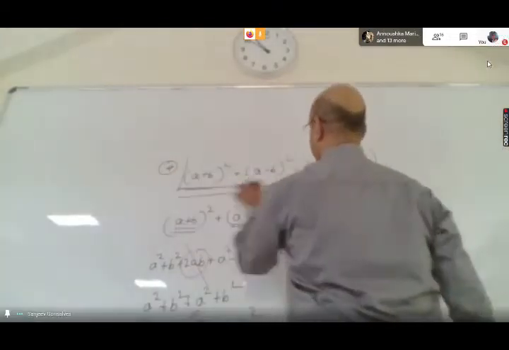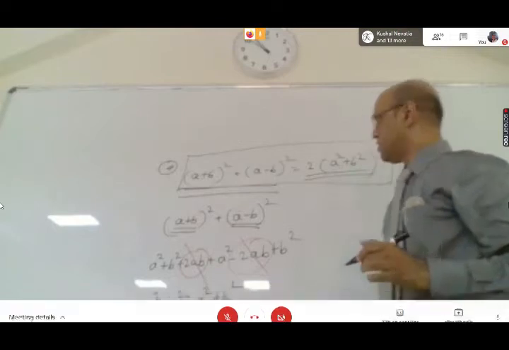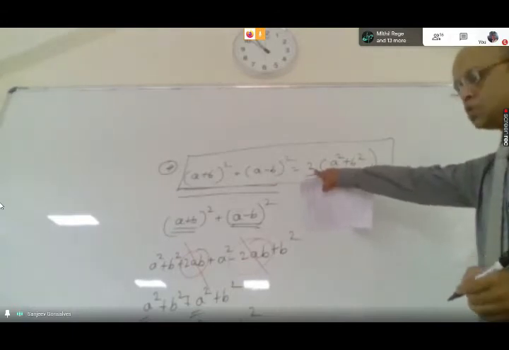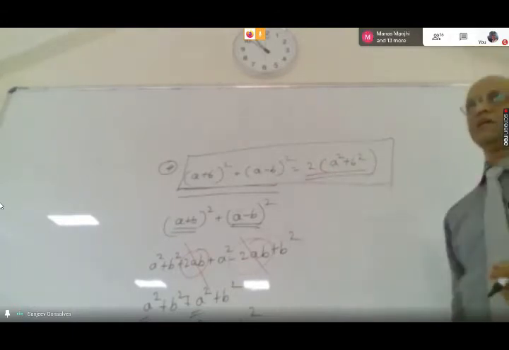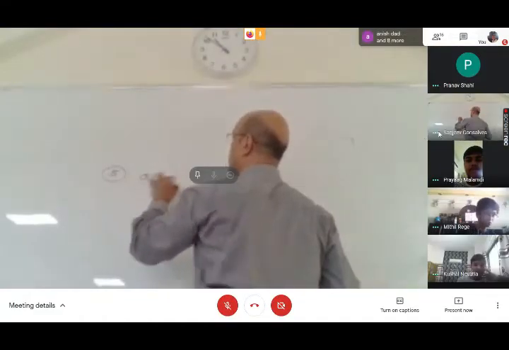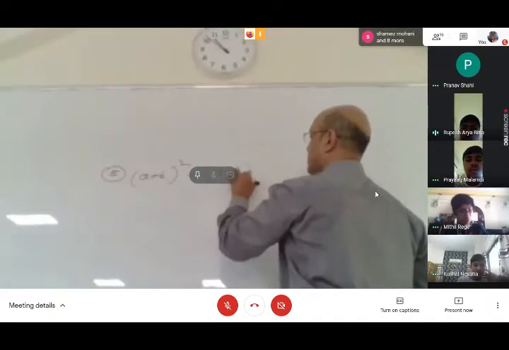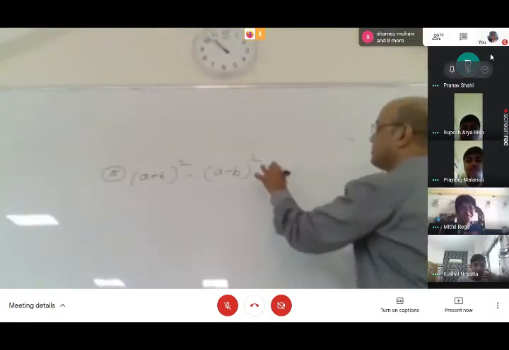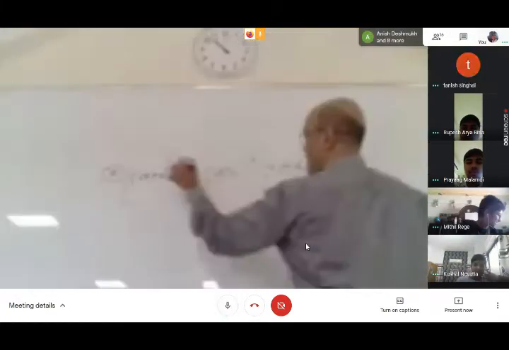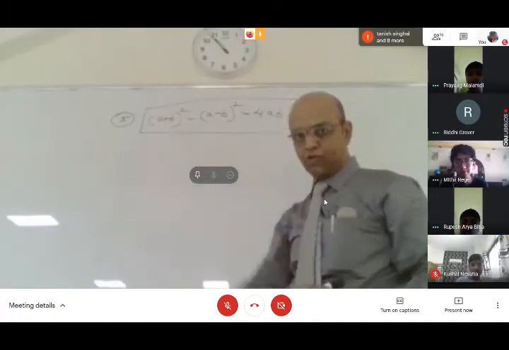This is the formula: (a plus b) whole square plus (a minus b) whole square is equal to 2 inside the bracket a square plus b square. The next one: (a plus b) whole square minus (a minus b) whole square is equal to 4ab. Please write the formula also. Thank you, sir. Please verify this formula.